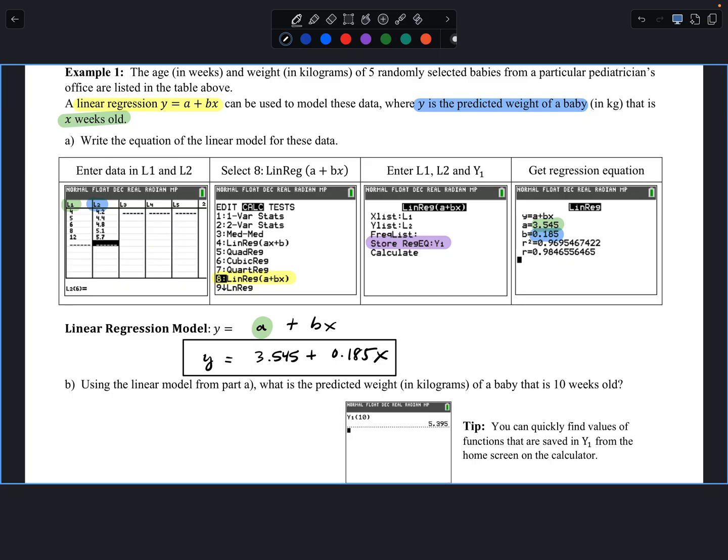Before I move forward, is everybody okay? It's not too bad yet, right? Getting the equation part's not that bad. The next part is kind of more difficult because you have to be able to understand what the problem's saying. So it says, using your model from part A, so using the answer we just got, what is the predicted weight in kilograms of a baby that is 10 weeks old?